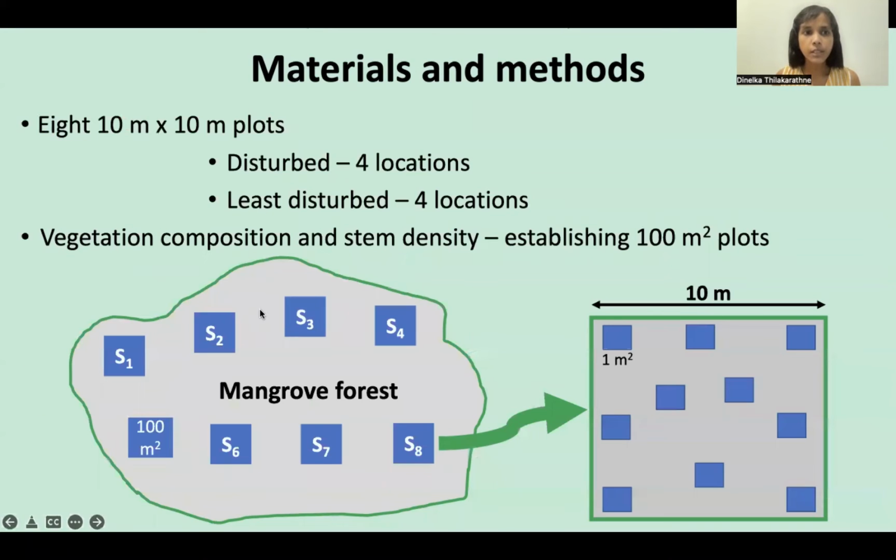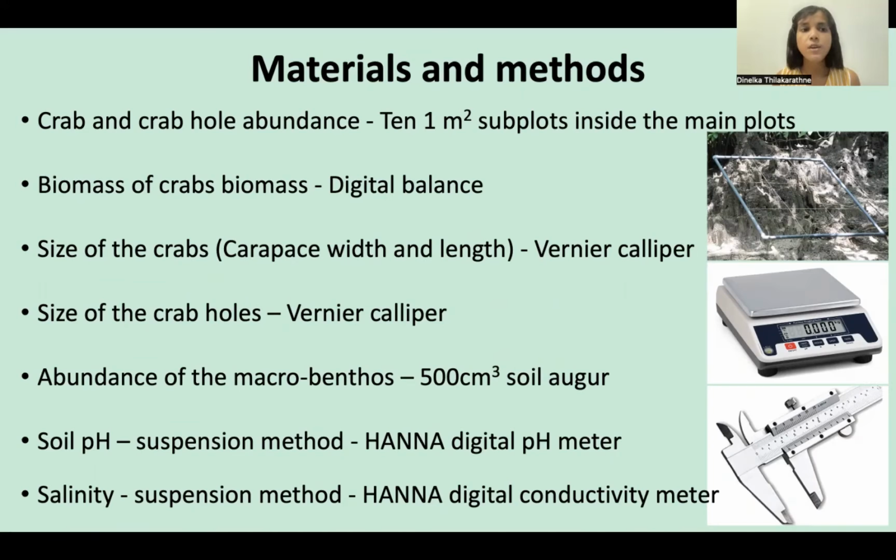We established 8 100 square meter plots for each location. We calculated the vegetation composition and the stem density within these 100 square meter plots. Then we took the crab abundance as well as the crab hole abundance while establishing 10 square meter subplots inside these main plots using these kind of quadrats.